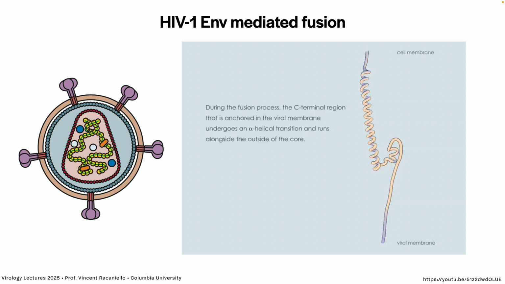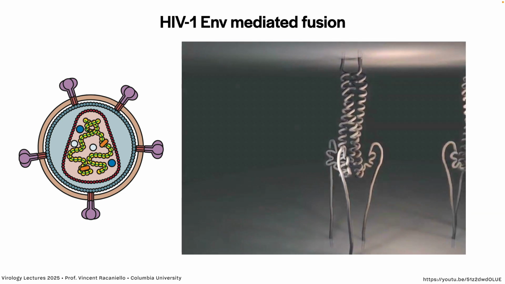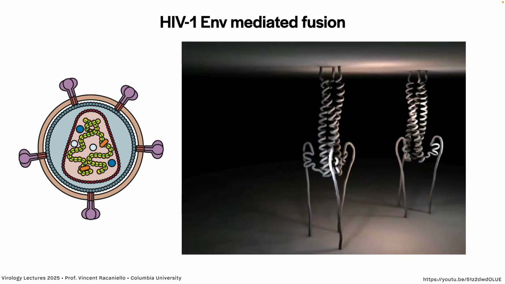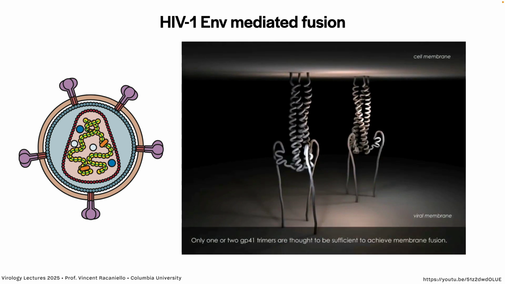All right, here's an animation of HIV-mediated fusion. It always goes too fast. So here is the viral glycoprotein, right? And here it is in a trimer form. It's stuck in the cell membrane. So the viral membrane is down here, and the cell membrane is up here.